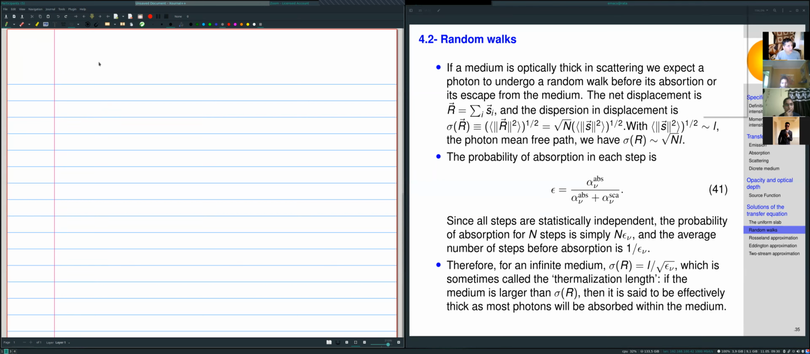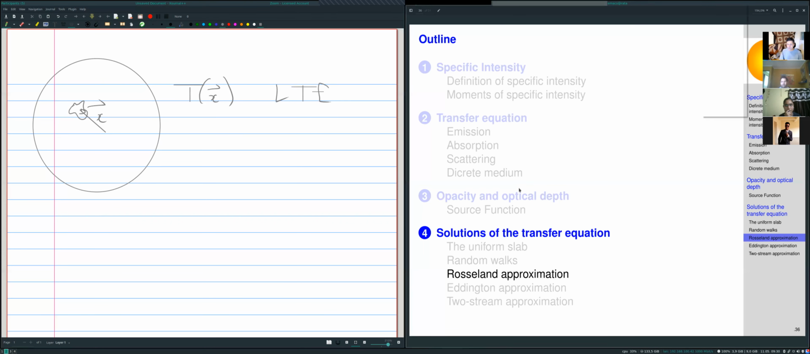Okay, so we are deep inside a star, and we have a blob here, and that blob is at some position vector x, and we have a temperature at the position x. Okay, so this is called local thermodynamic equilibrium. That can happen if the medium is effectively thick.